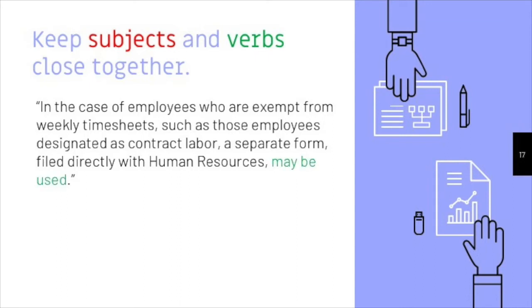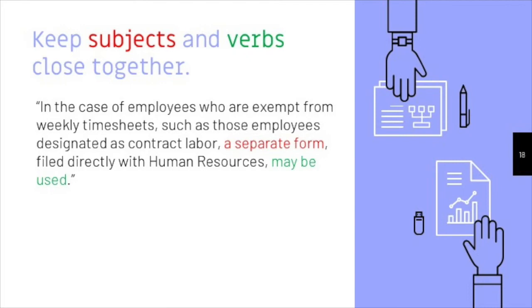The subject of the sentence, believe it or not, is a separate form, which is pretty far removed from the verb and pretty far back in the sentence. Maybe more importantly, that subject and verb combination, a separate form may be used, tells the reader almost nothing about the idea being communicated in the sentence. The subject of a sentence is the thing that does the verb, the actor or agent that is engaged in some kind of activity.